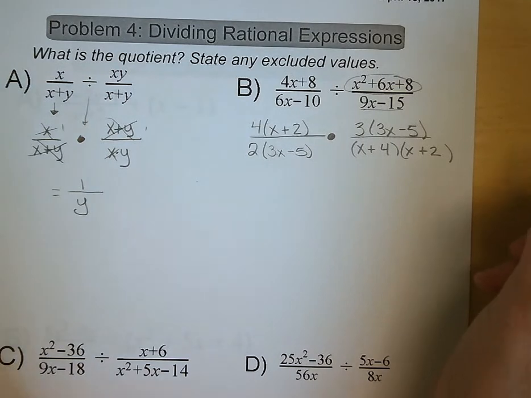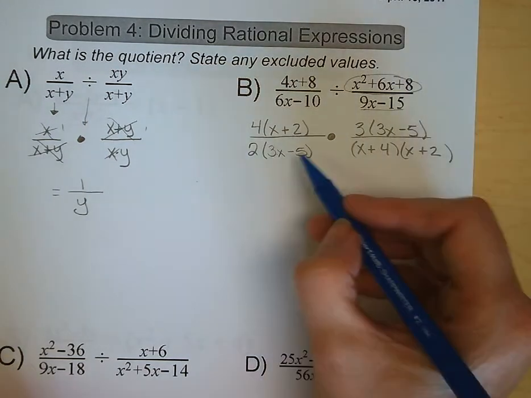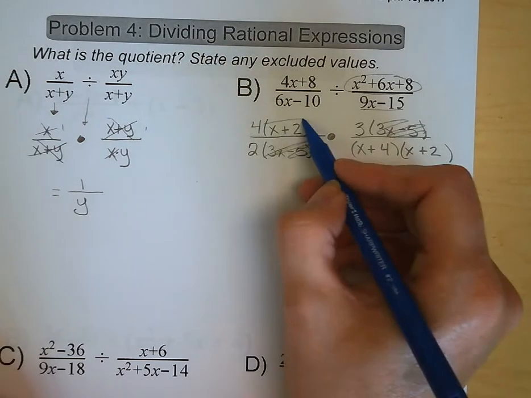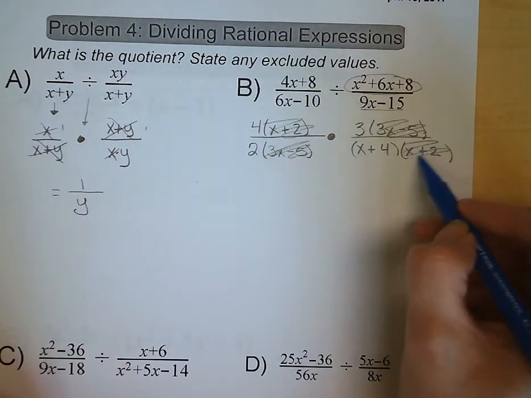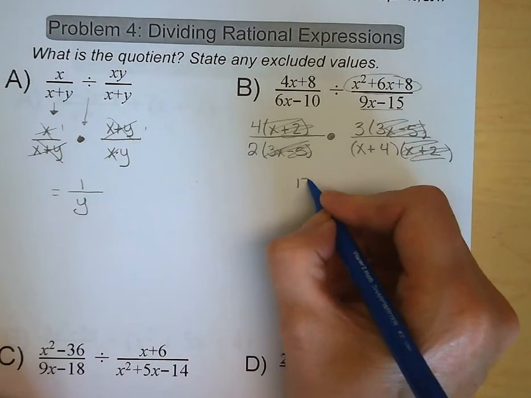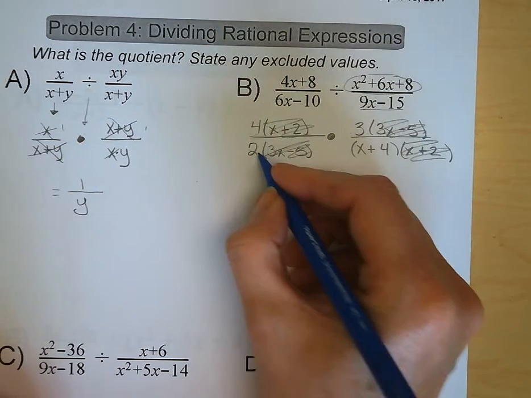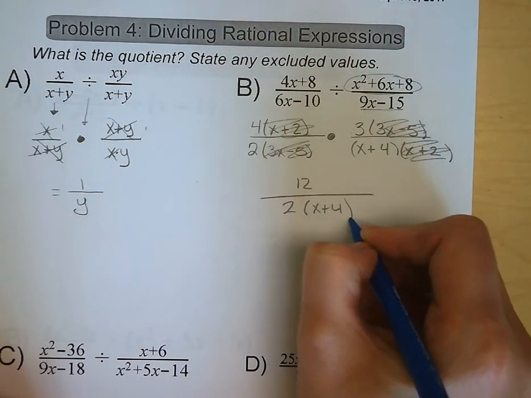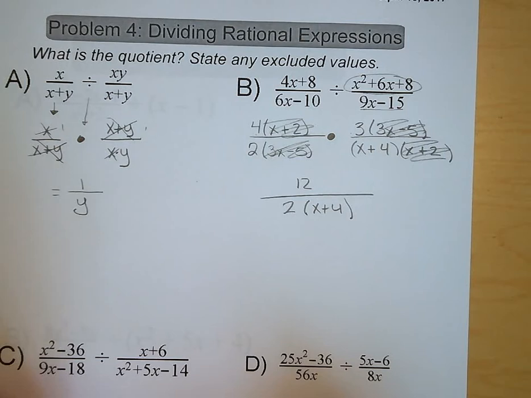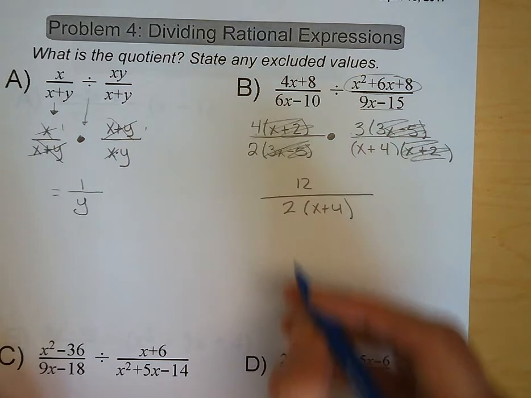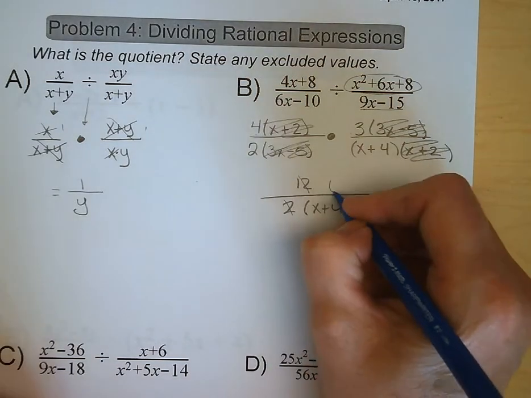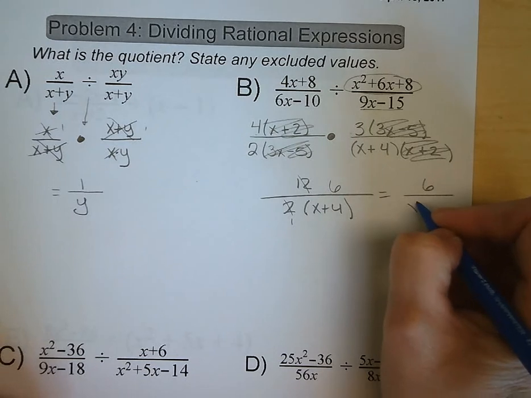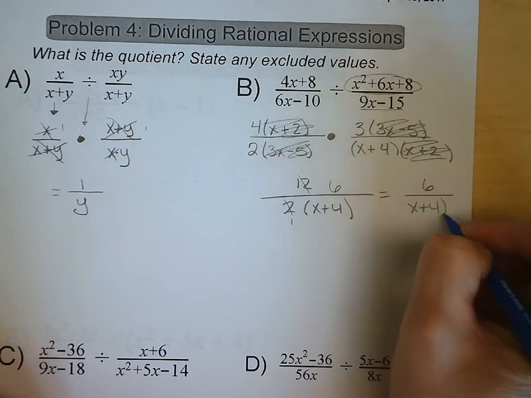And now let's look to see what can cancel. Well, the 3x minus 5s cancel out. x plus 2 cancels out. We've got a 12. We've got a 2. And we've got an x plus 4. 12 over 2, can that be reduced? That's going to reduce to 6. So we've got 6 over the quantity x plus 4. And that is our reduced form.